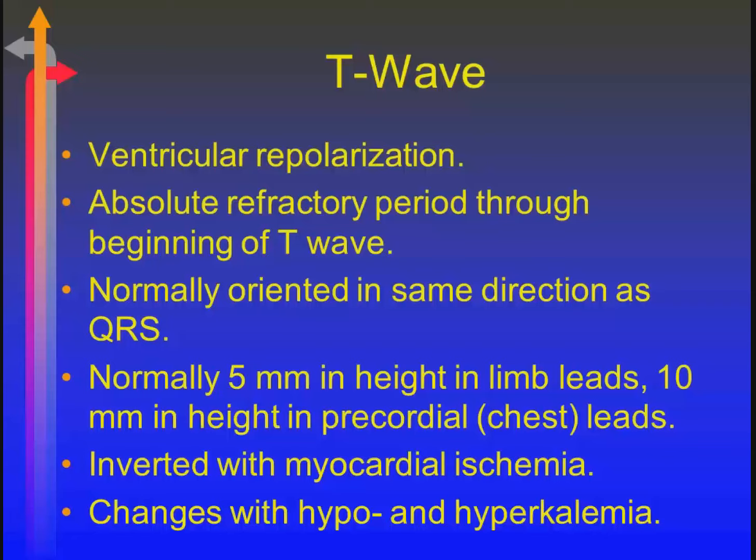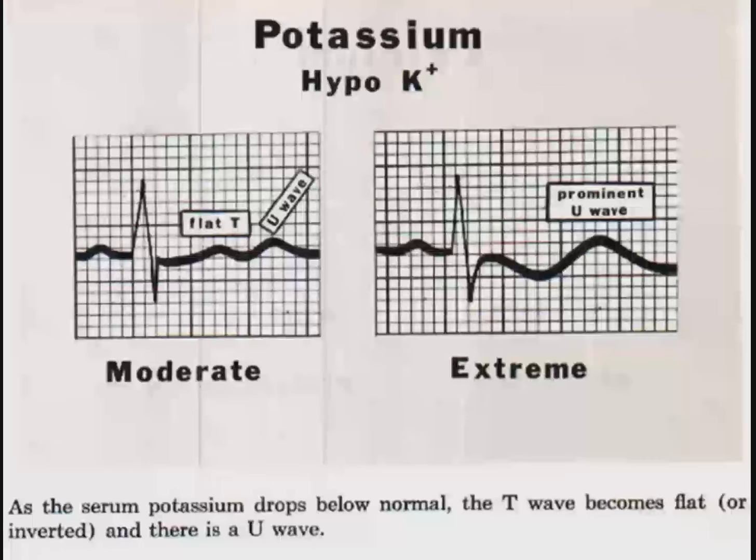When we start seeing some myocardial damage done, the ischemic changes, it actually flips itself over. And it also will change in the presence of alterations in potassium level. So here's hypokalemia, very flat T wave.